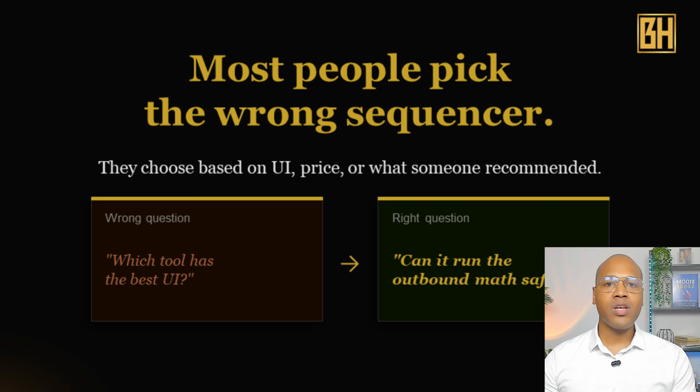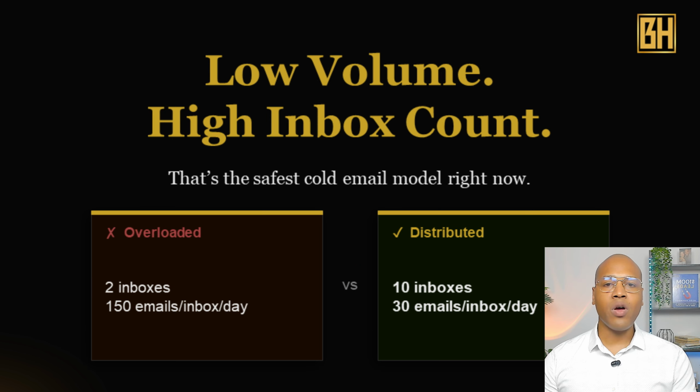The real question isn't which tool looks the best, it's whether the tool lets you run the math correctly, because there is only one way to send cold emails safely right now. Low volume per inbox spread across a high inbox count. That's the model. Everything else is just burning domains slowly. In this video, I'm covering the only two tools I would recommend for that model and the one mistake that kills deliverability before you ever hit send.